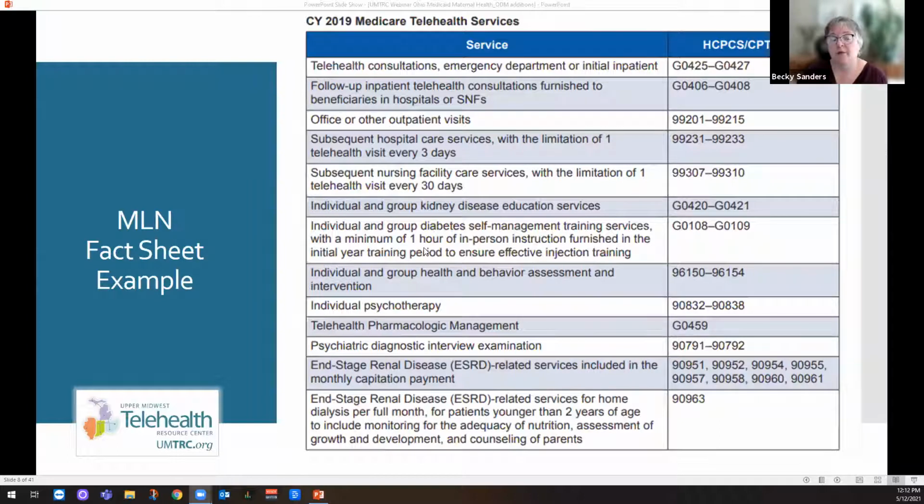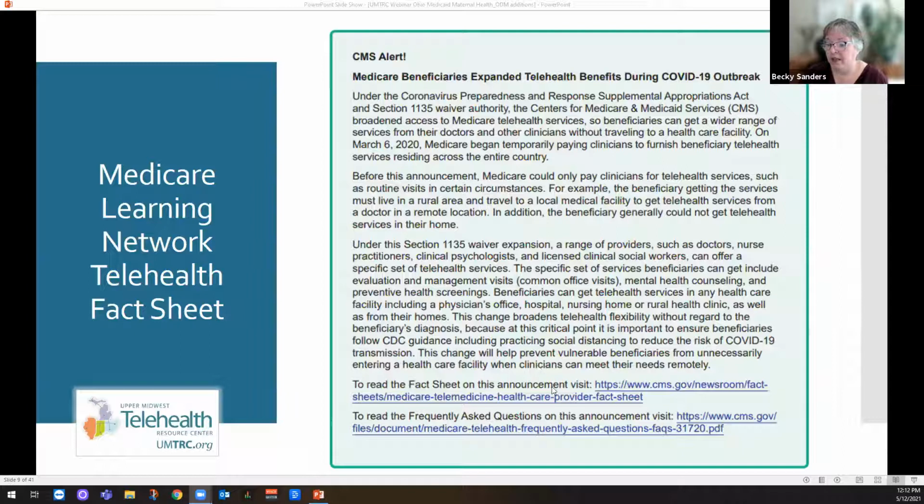This is just a quick snapshot of what the fact sheet looks like, where it lists all the CPT codes and HCPCS codes, and then the descriptions for those different services that can be reimbursed via Medicare telehealth. When this one came out last year, it came out on 3/17 of 2020. We were really getting into the heat of COVID here in the United States at the national level, and it had already had links to CMS fact sheets and frequently asked questions. So there's that information if you want to go back and study that.